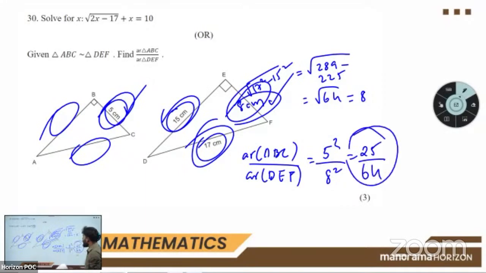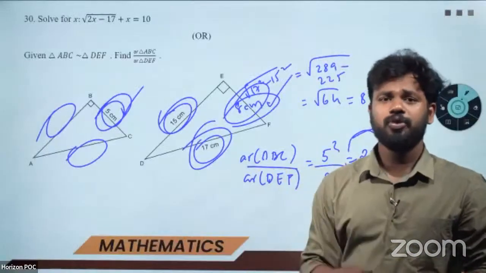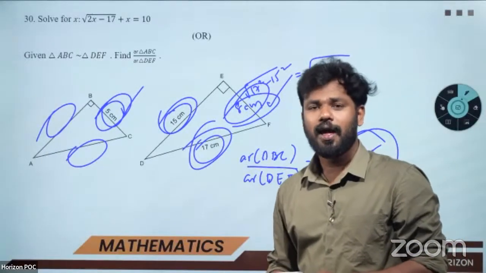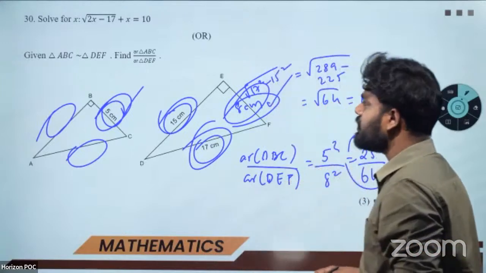So the total answer or the ratio of areas here is 25 by 64, just by taking the side, that is by using Pythagoras theorem. I got this side as 8. I just substituted back there. I got the value. Clear? Understood how to find the area? So that is all about section C.